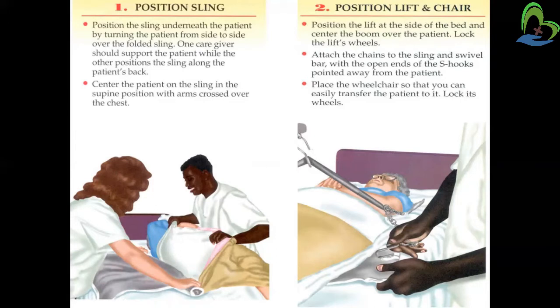Attach the chains of the sling to the swivel bar with the open end of the S hook pointed away from the patient. Then lock the swivel area by applying the S hook lock. Then place the wheelchair so that you can easily transfer the patient to it, and lock its wheels also.